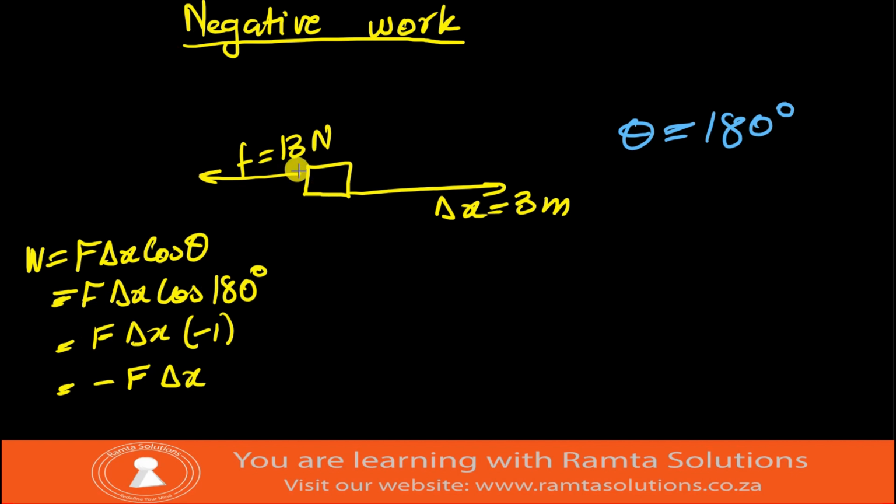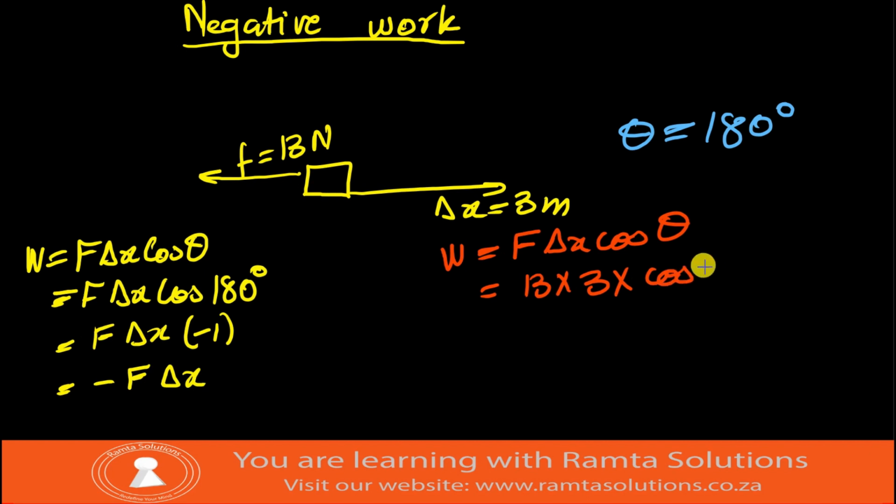Now, let's look at it using this example. Work equals F delta X cos theta. What is the force? It's 13 newtons. The displacement is 3. The angle is 180 degrees. Put this on your calculator and tell us what you find. Your answer is negative 39 joules. Right? Negative 39 joules, isn't it?